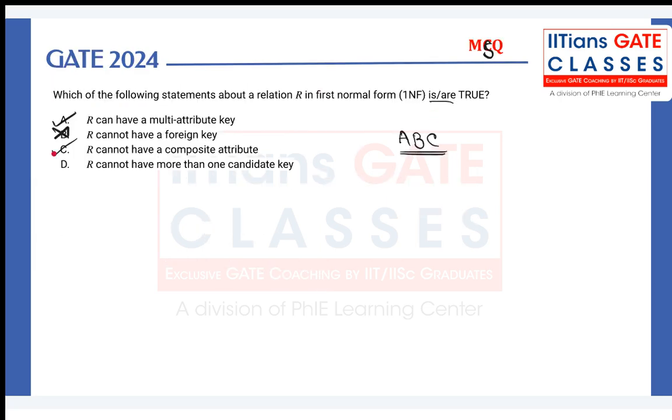Okay. R cannot have more than one candidate key. Again, read the definition of 1NF. Each cell in a relation must have an atomic value. Now, if the relation has 100 candidate keys, how does it matter? It does not matter. It can have more than one candidate key. No one is stopping. Okay, that's why options A and C are the right answer.